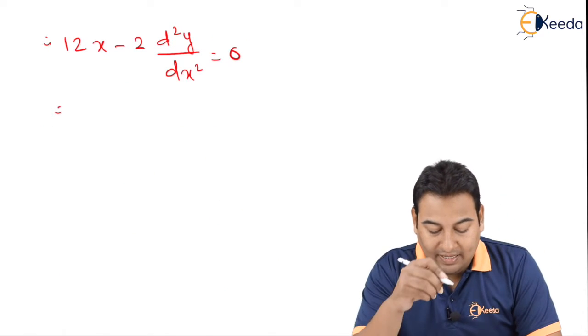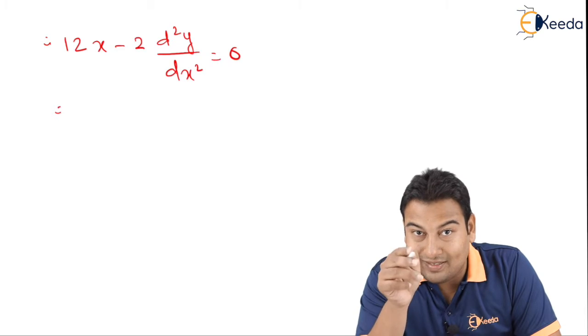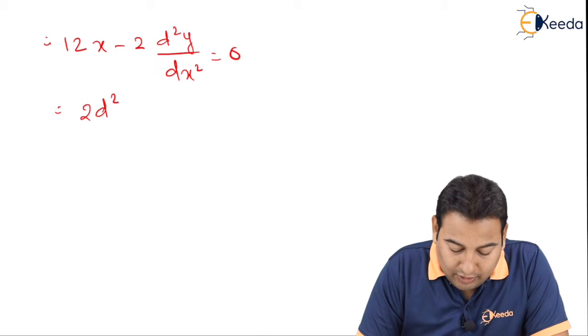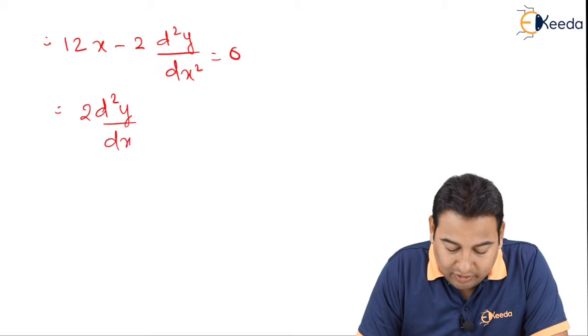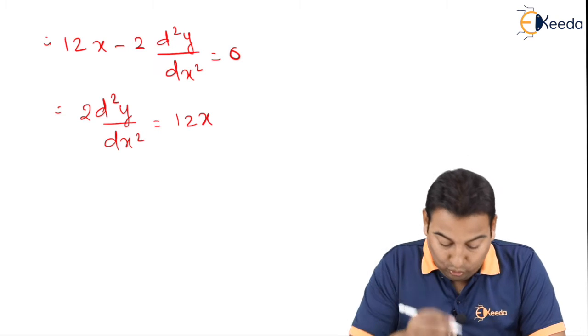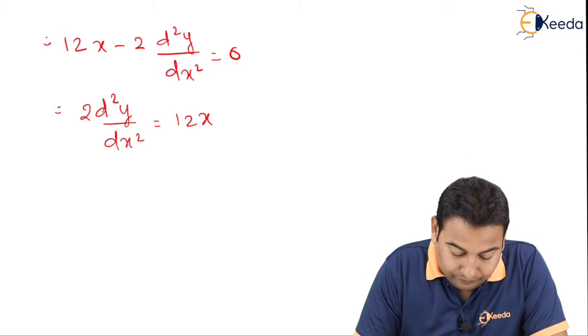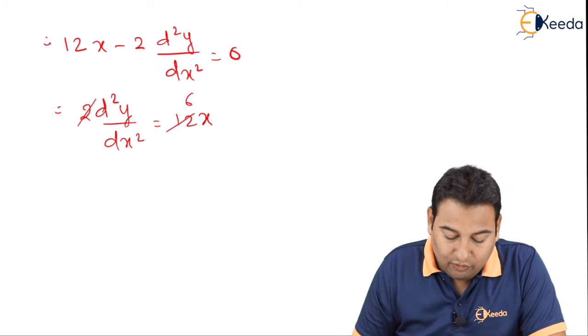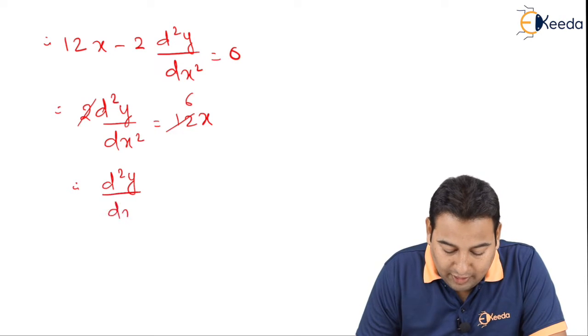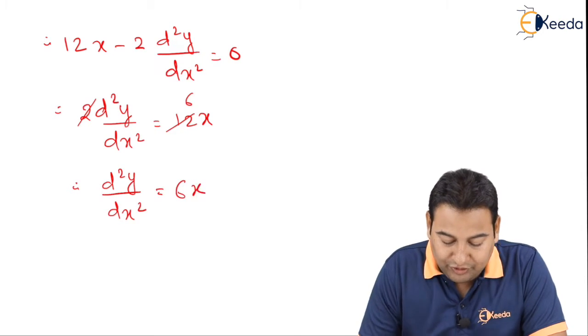Therefore 12x minus 2 d square y upon dx square is equal to 0. If you take minus 2 d square y upon dx square to that side, that will become plus. Therefore 2 d square y upon dx square is equal to 12x. 2 will be cancelled. Here it will be 6. Therefore, d square y upon dx square is equal to 6x.